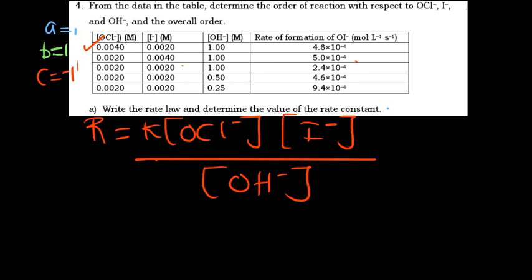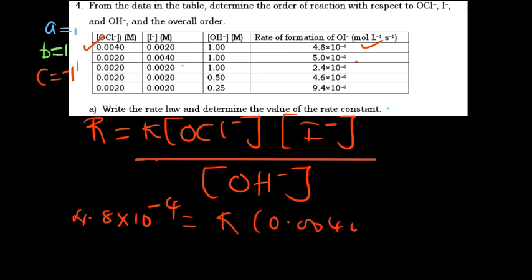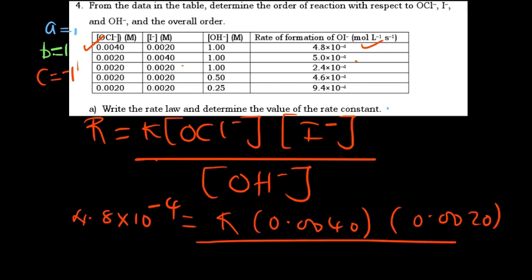So for the rate for the first experiment, we had 4.8 times 10 to the power negative 4 being equal to K. And then you can plug in for the other reactants. So for HCl, it was 0.0040, and then for the iodide it was 0.0020, divided by the hydroxide, which was 1.00. Okay, so I'll go on to find the value of K.